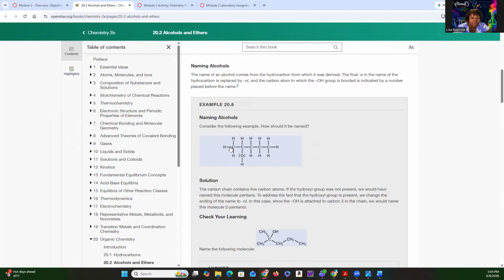And so if we count from left to right, one, two, three, four, five, the OH is on the second carbon. If we count the other way, right to left, one, two, three, four, five, the OH is on the fourth carbon. You always want your OH group to be on the lowest numbered carbon. So we're going to count from left to right, all right? Because with organic compounds, when you're naming them, you can count from left to right or right to left, all right? And so the name becomes 2-pentanol, all right?